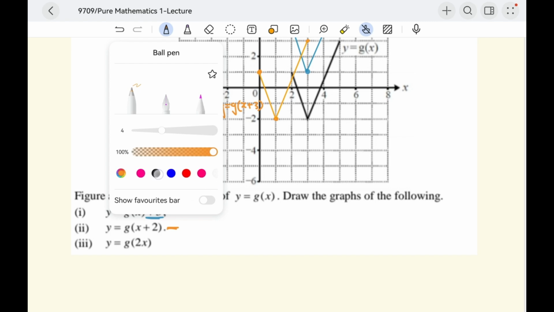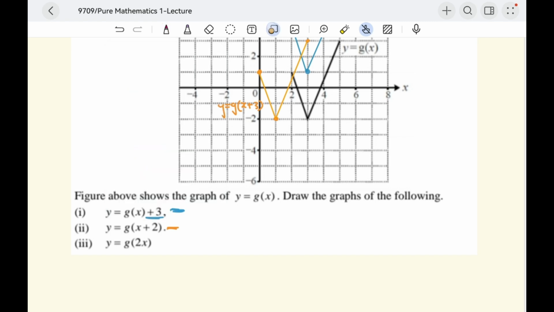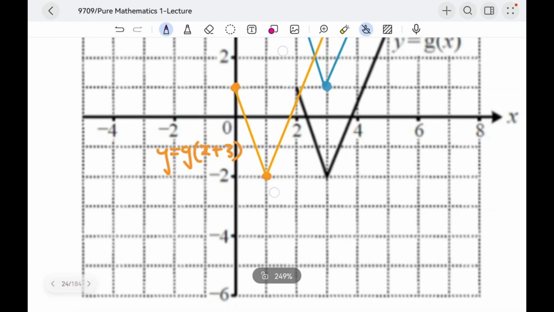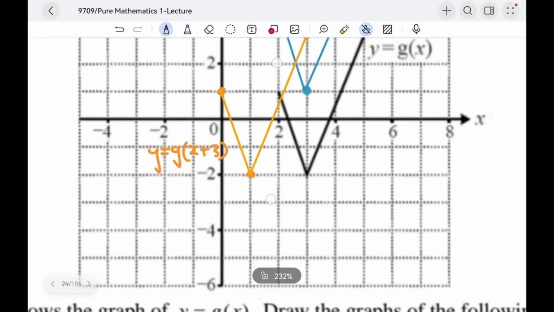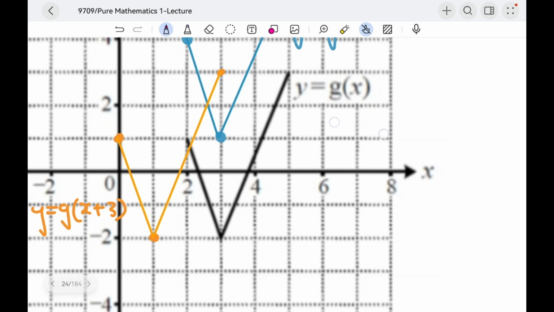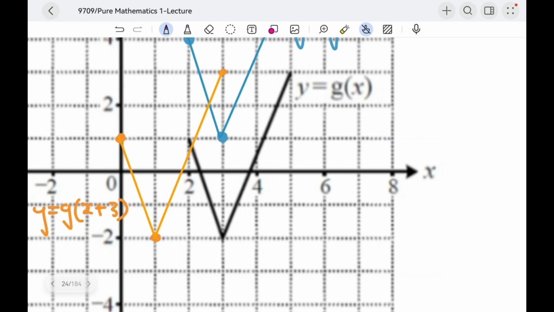And let's take a look at the third part. This time we use this color. Y equals g of 2x. Okay, means that you need to divide each x coordinate by 2. Alright, so let's say here is a 2, here is your 2, 1, correct? So you need to divide this by 2. So this you will get 1.